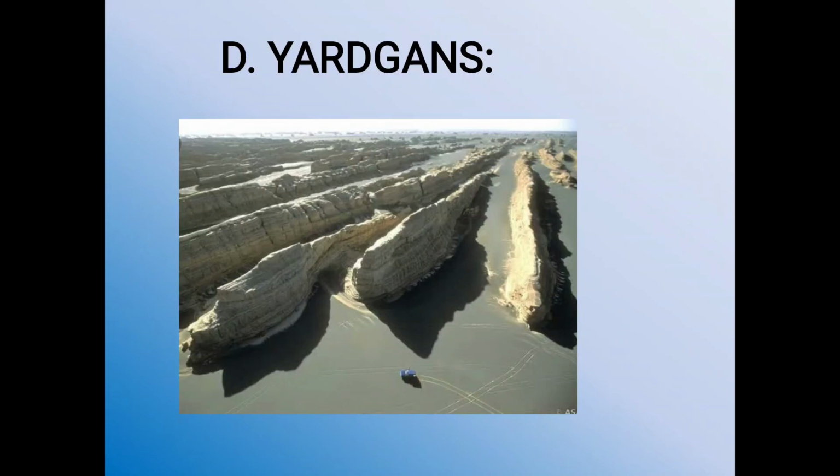Their height is about 5 to 10 meters, but width may vary from 30 to 50 meters. Yardangs are found on a large scale in deserts of Central Asia. Yardangs look like ribs of rocks. Their sides are quite deep. They run for great distances and are separated from one another by hollows or grooves.